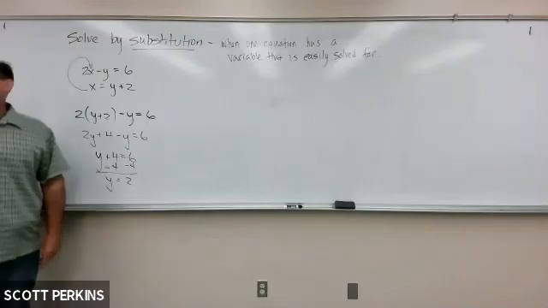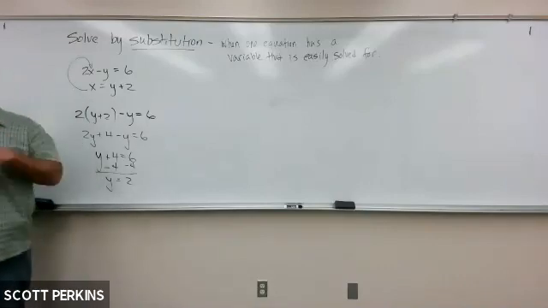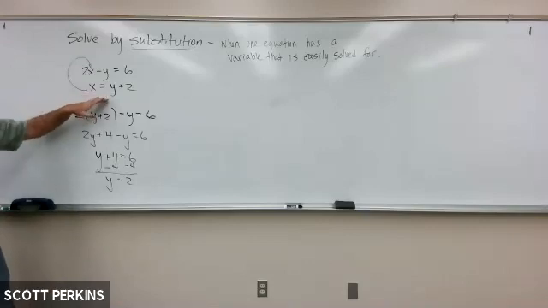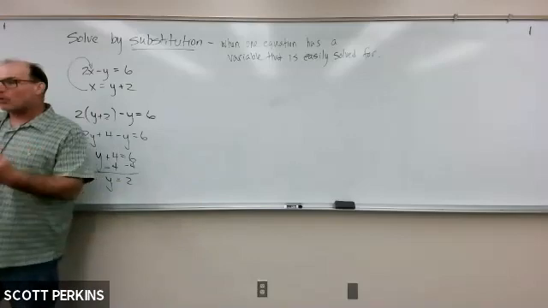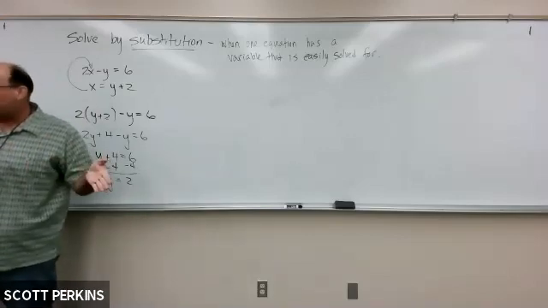All right, we're 85% done with the problem. We've done the hard bit. We have substituted. We've solved this equation. We've got the y value. But remember, our solution is an ordered pair, meaning there's an x and a y that go together.